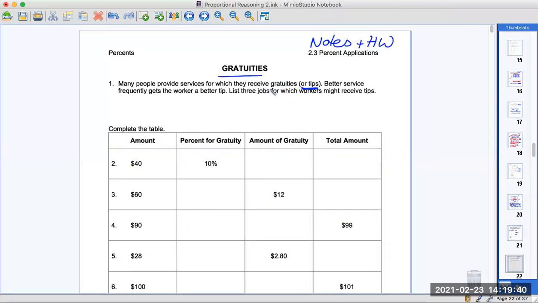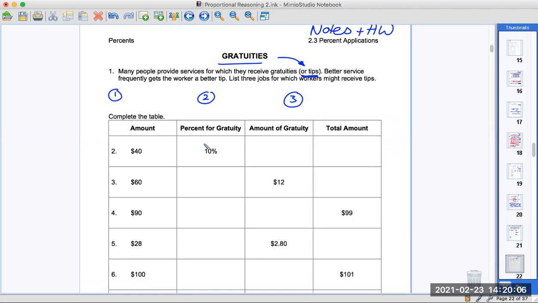Okay, so gratuities is a tip you leave at a restaurant. Many people provide services for which they receive gratuities or tips. Better service frequently gets the worker a better tip. List 3 jobs for which workers might receive tips. So you got one. Your job is to figure that one out. You can ask your parents if you like, or you can look online. I would rather you ask parents or somebody that you know because it's better to talk to people.